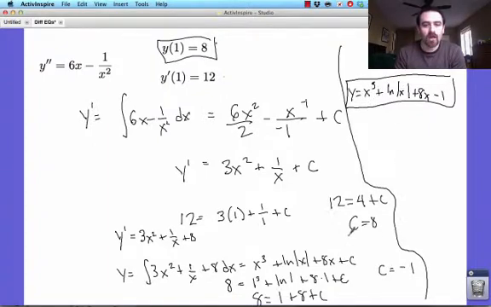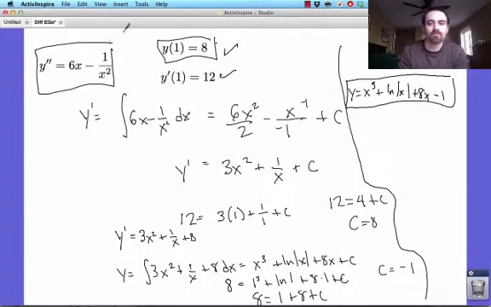Okay. And when I plug in a 1, I get 8. When I take the first derivative, okay, and I plug in a 1, I get 12. So that checks off, that checks off. And when I take its second derivative, this is the equation I end up with. That's what we're looking for.